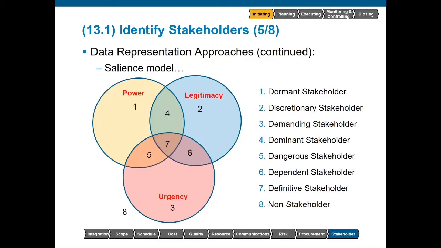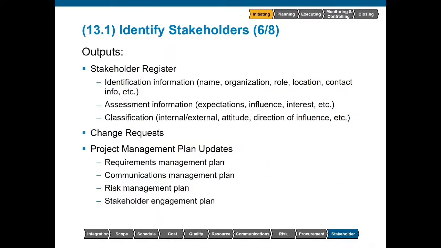There'd be at least one definitive stakeholder within the project, and that will be the sponsor. They obviously have some power if they were able to start the project. And obviously the use of that power would be legitimate as, well, they sponsored the project. And they demonstrated a level of urgency because they wanted to start the project. Outputs from this process include the stakeholder register. The level of detail should be defined as part of the stakeholder management plan.